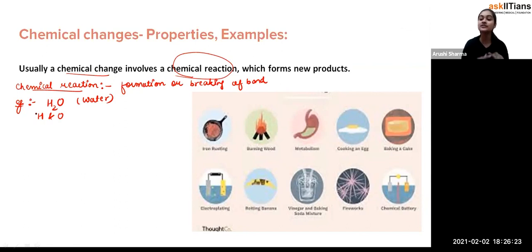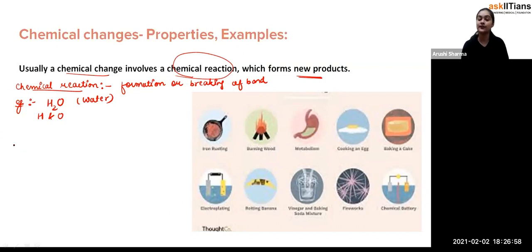But if the H2O is reacting with some other kind of substance, when it is undergoing a chemical process, then students, the bond between the hydrogen and the oxygen will break down, or sometimes there will be formation as well. Such types of reactions are called chemical reactions. And whenever a chemical change is there, it always involves some chemical reaction, which always results in the formation of some new product. Okay, so that's why we call it chemical changes.